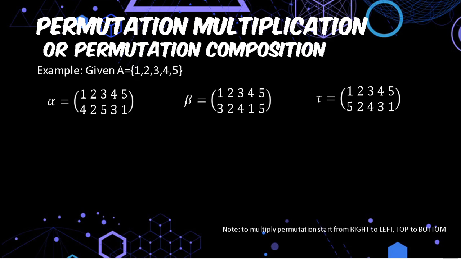And, of course, to form a group, kailangan meron tayong binary operation. For permutations, kasi yun yung elements ng set natin, ang binary operation naman dito ay tinatawag na permutation multiplication. This is a term by Fraley.